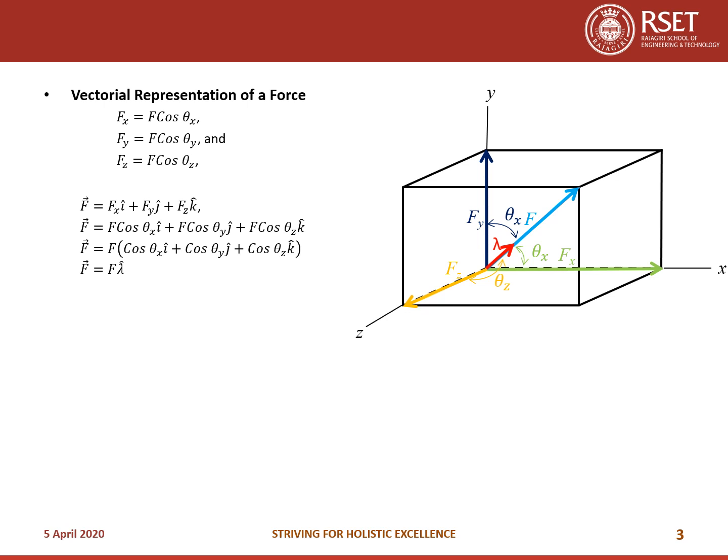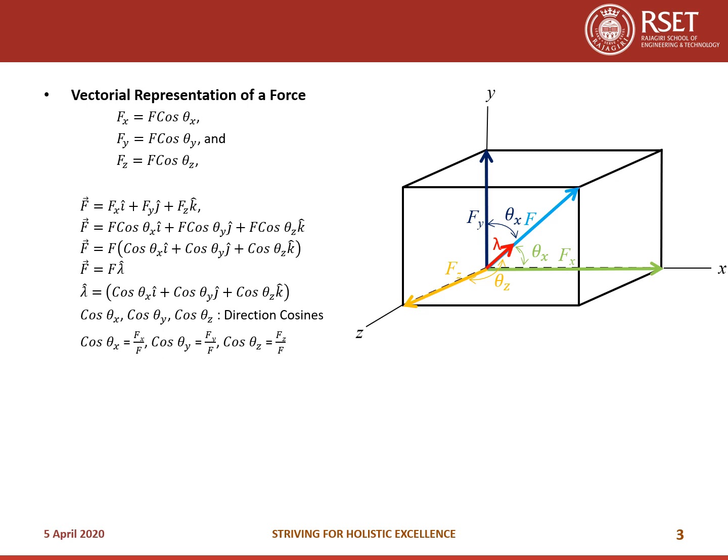So what is lambda from these two equations? You can write lambda is equal to cos theta x i plus cos theta y j plus cos theta z k. Now this cos theta x, cos theta y and cos theta z are called the direction cosines. And how will you get the direction cosines? Cos theta x is Fx by F. You go to the previous equation, the first equation. Cos theta x is Fx by F, cos theta y is Fy by F, and cos theta z is Fz by F. Just understand that I have not put any arrow on top, so these are all magnitudes: Fx, Fy, Fz and F. When I put an arrow only, it becomes a vector.